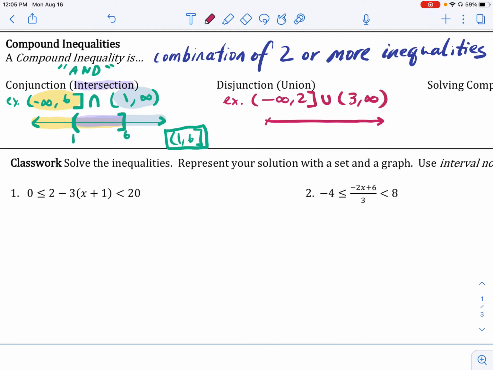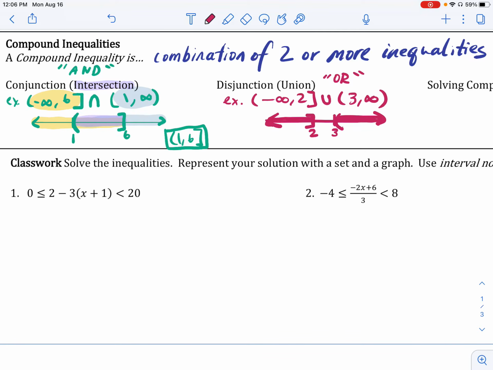This compound inequality would include all the values going up until 2, bracket, and all the numbers greater than 3, non-inclusive, right? So we can clearly see here the difference. Now we're including the numbers that are less than or equal to 2, or greater than 3. This is what's known as a disjunction because you can think of this as kind of an "or." It doesn't have to satisfy both of these conditions. It only needs to do one.